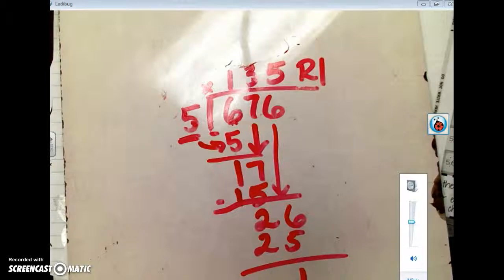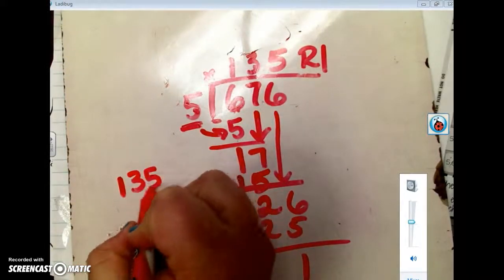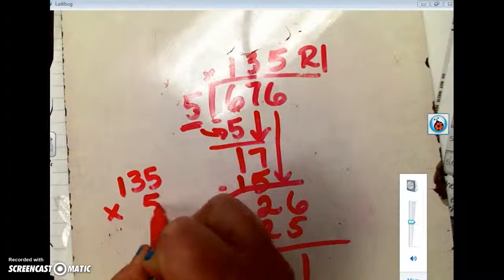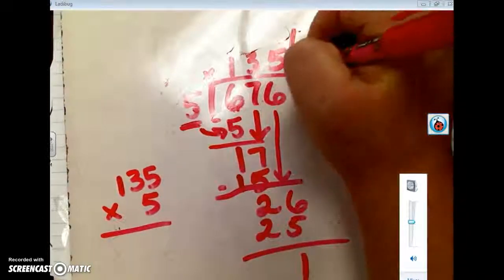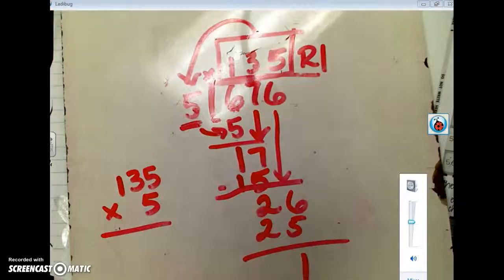But how do I take 5 times 135 remainder 1? I don't know how to multiply a remainder 1. You're close. What do I do? Chelsea? You take 135 times 5, and then you add your remainder on at the end. Okay, I do my whole number times my divisor, then I add the remainder.